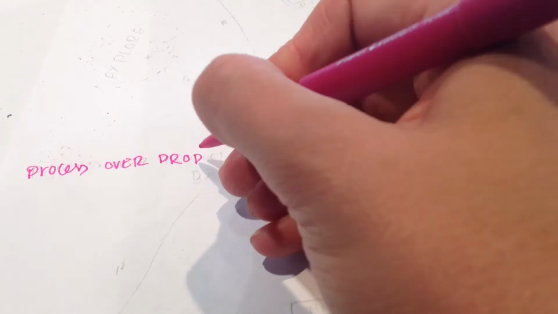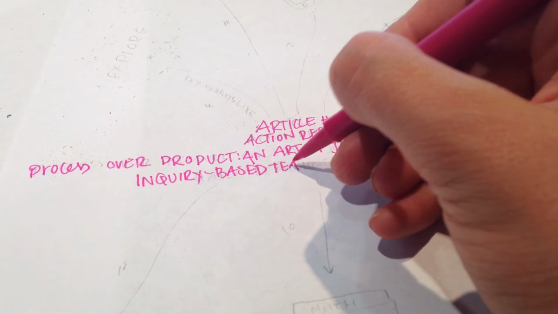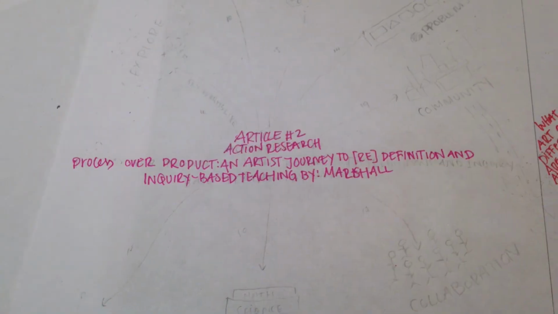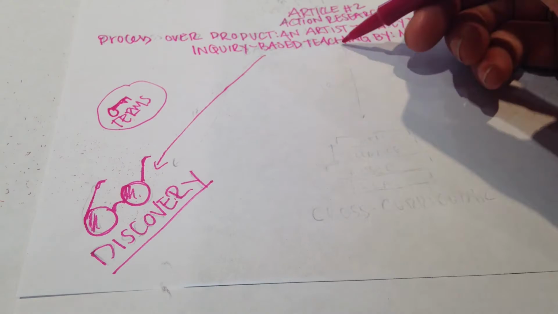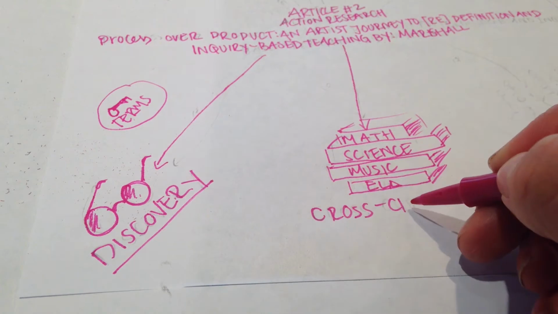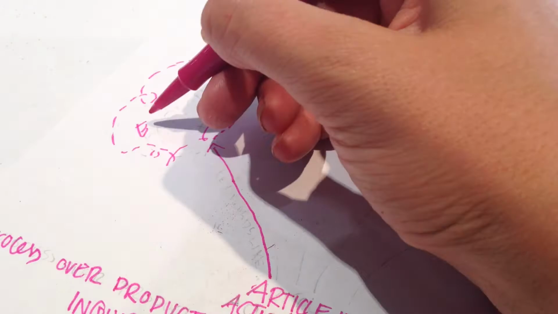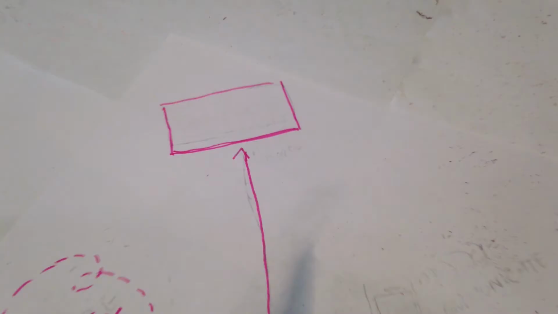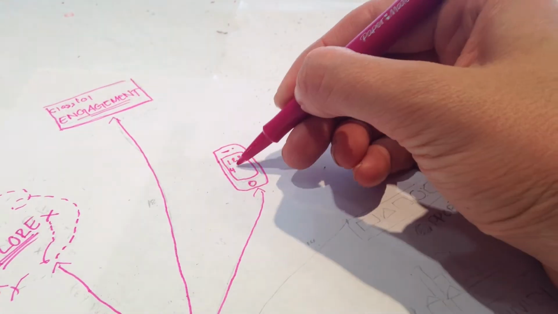The second article was an action-based piece, a process over product, and it really focused on inquiry-based teaching. Key terms that she brought up were things like children need to have discovery, and that a good lesson should have cross-curricular with math and science and ELA. The idea of collaboration or working as a group, providing opportunities for your students to explore, and making content for them to be able to be engaged.